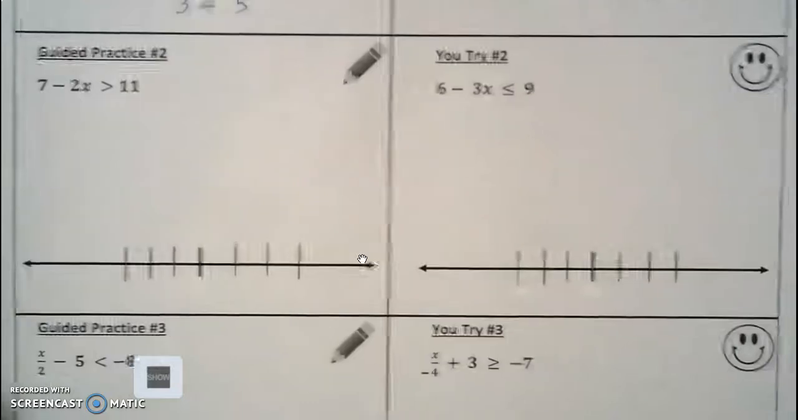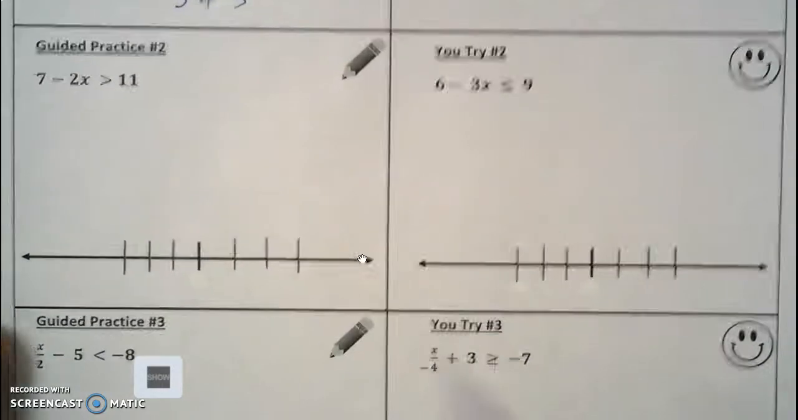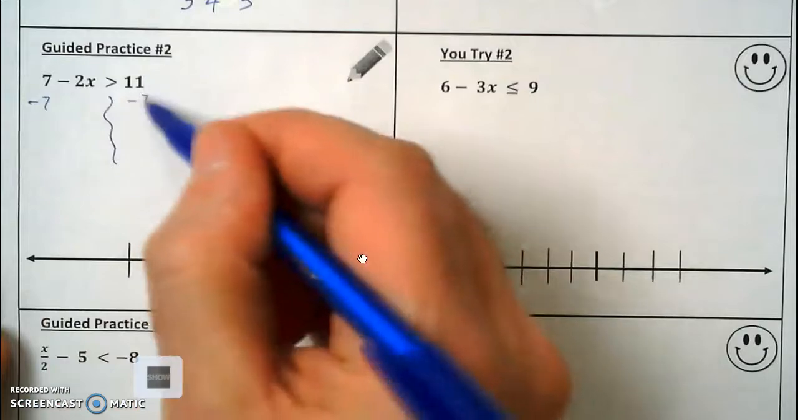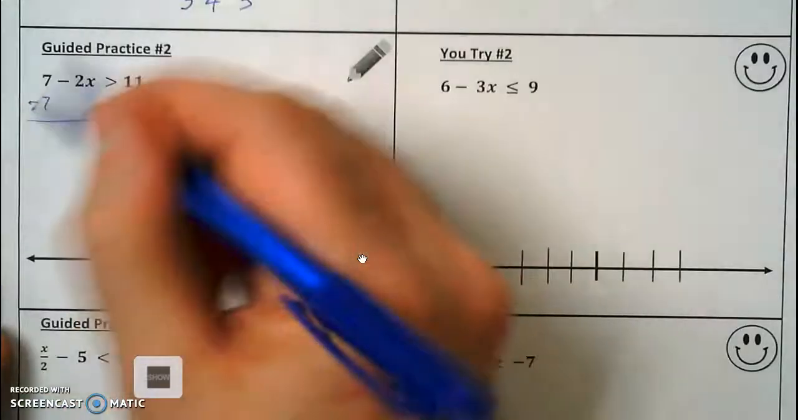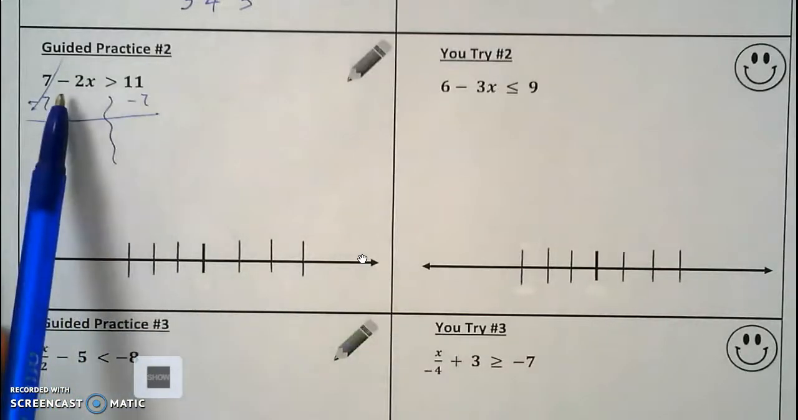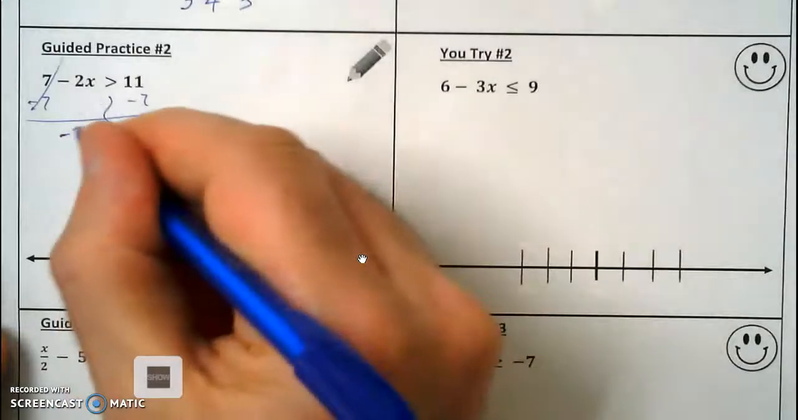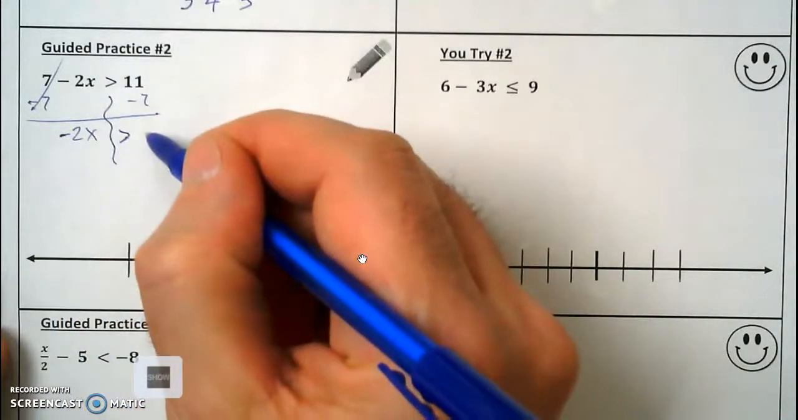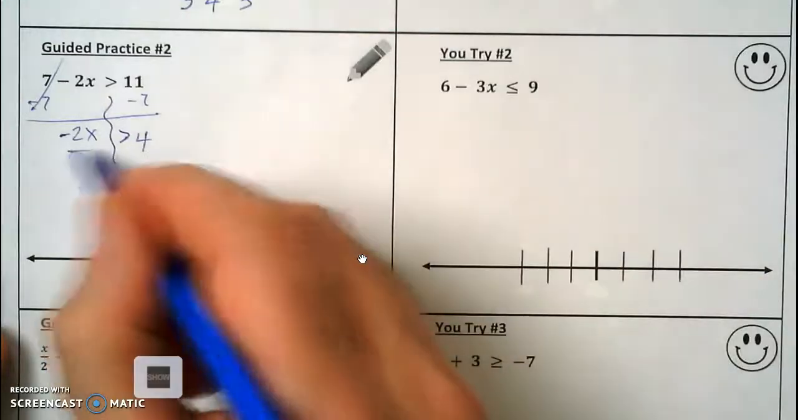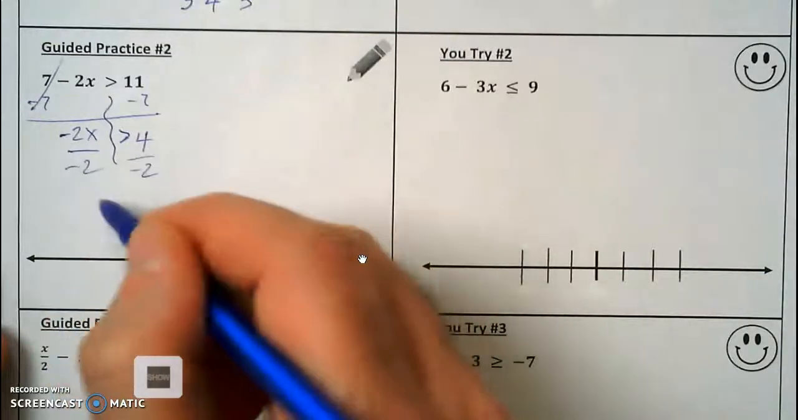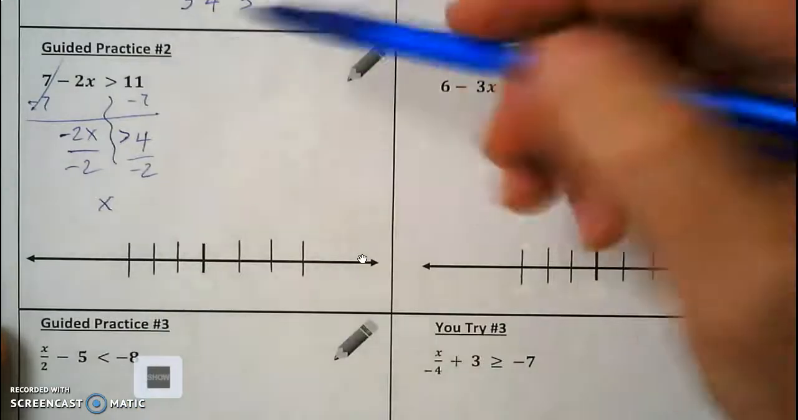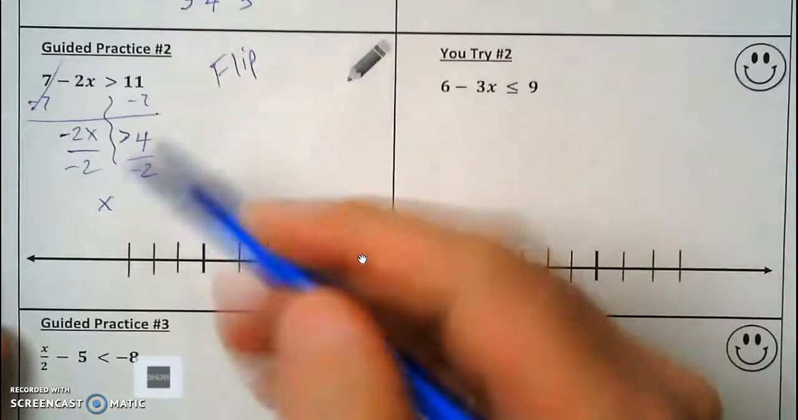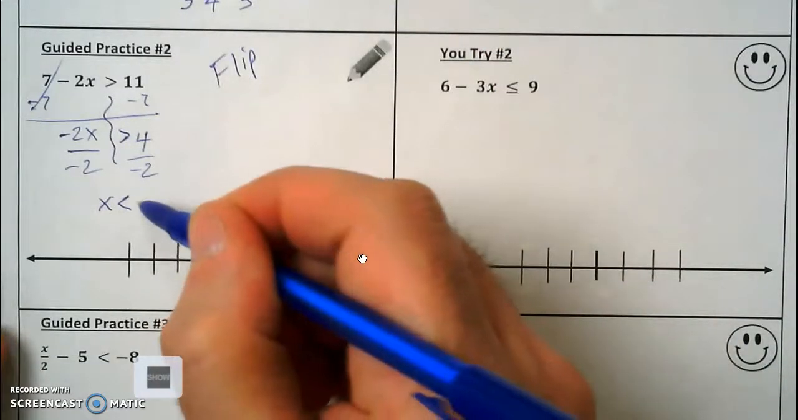So we're not going to do all of these. This video would be way too long. I'll do this one. I want x by itself. I'll subtract the 7 first. Make sure you bring down that negative. It belongs to 2x. And that's just going to be 4. Divide by -2. Now notice I said divide by negative. This one will flip. That means I just turn the symbol around. Aim it the other way.